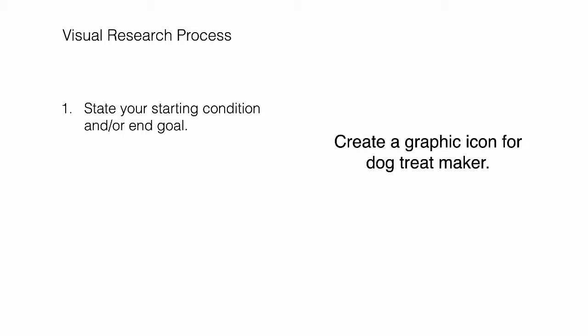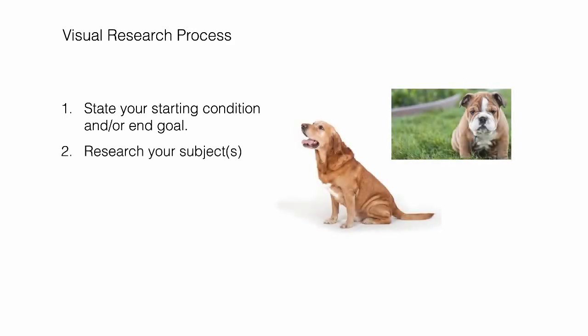First of all, let's state our starting condition or end goal. Let's imagine for a second that we want to create a graphic icon for a dog treat maker. Your end goal may be fairly clear, but sometimes it helps to restate it in different words. Once you have your starting goal, research your subject.